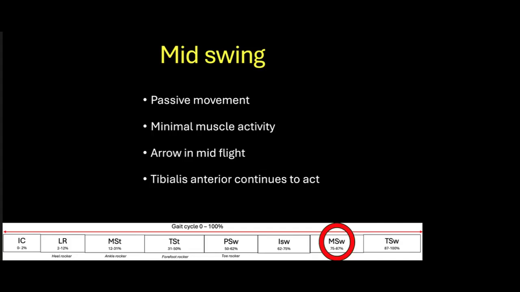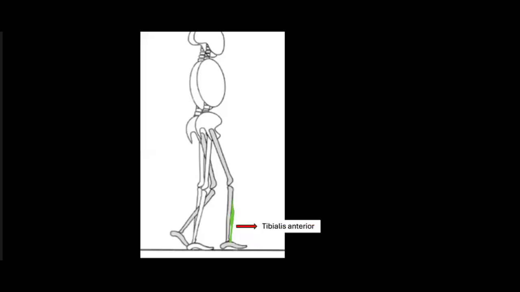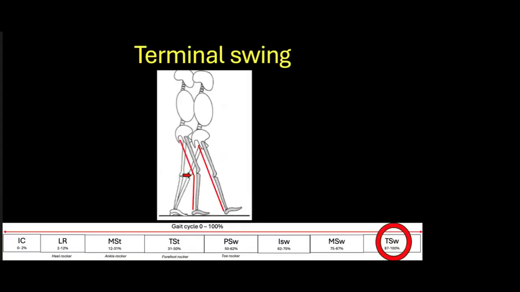There is an analogy that people use to describe this: you have to think of this as an arrow that has left the bow and is now mid flight. So the swing phase limb that is in the mid swing is going to act like an arrow that is in mid flight. It already has the momentum, it just has to carry it forward. And the tibialis anterior thus continues to act to keep the foot in dorsiflexion.